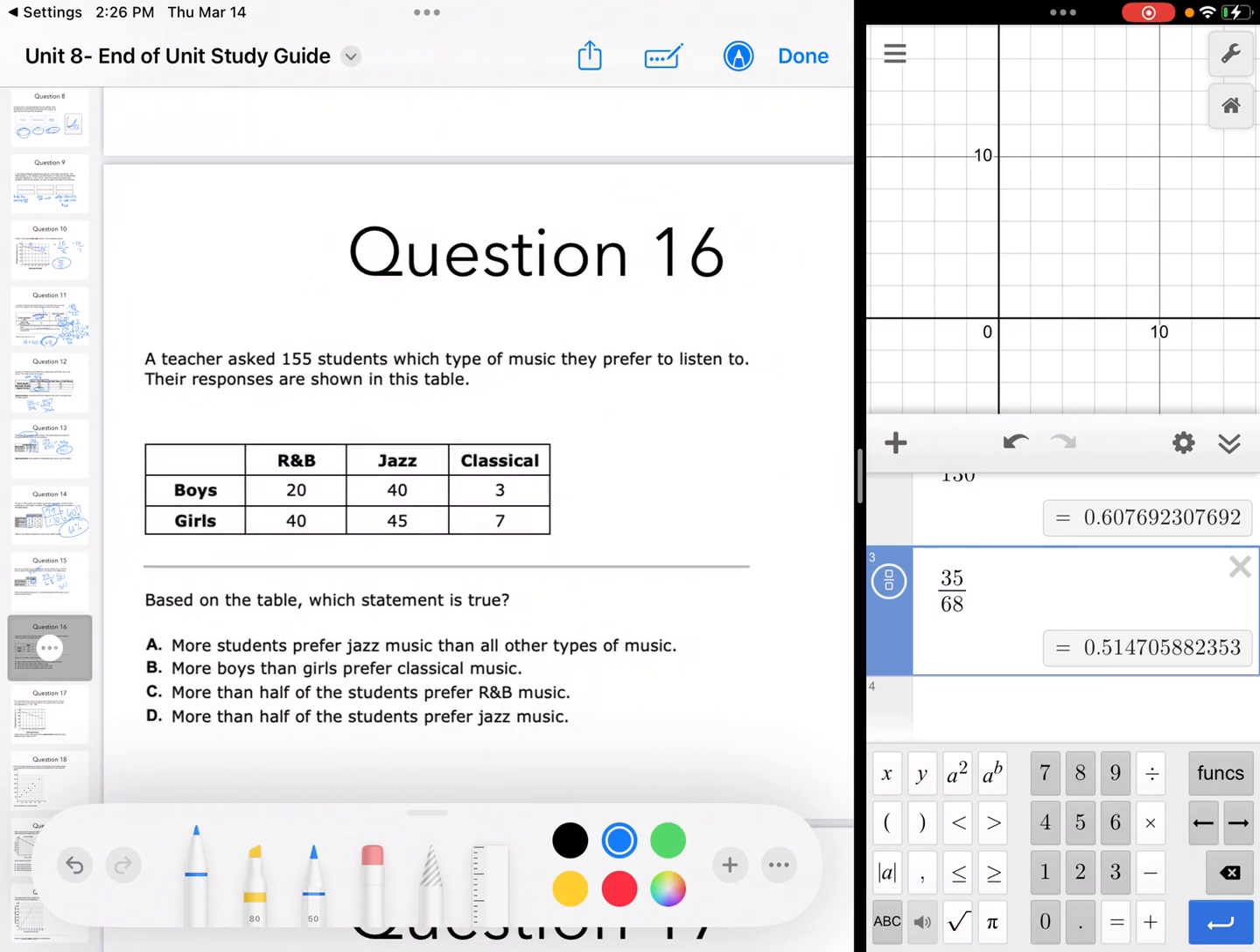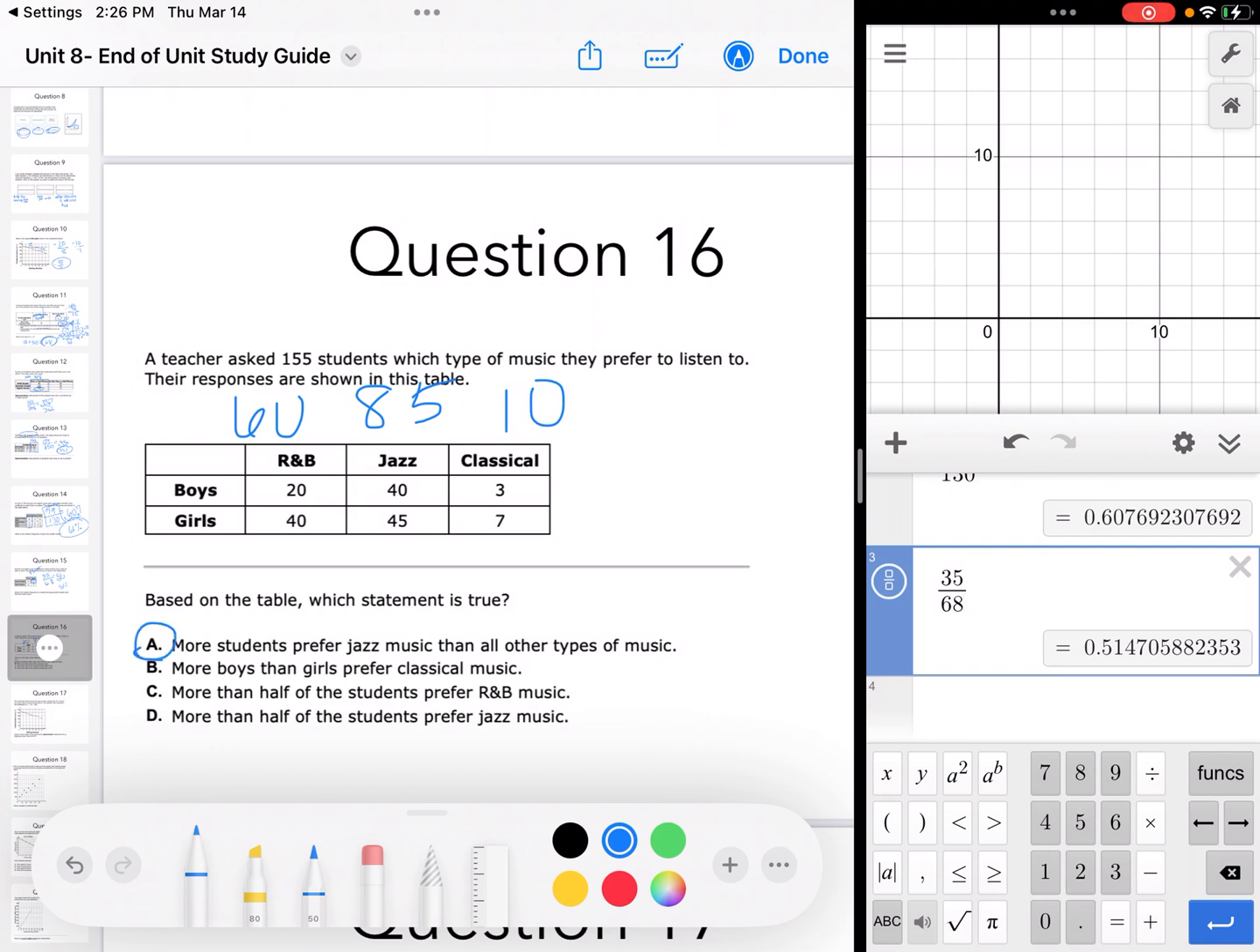Okay, a teacher asked 155 students which type of music they prefer to listen to. More students prefer jazz than all other types of music. Well, jazz is 85, R&B is 60, and classical is 10. So more students prefer jazz. I think that's probably true.